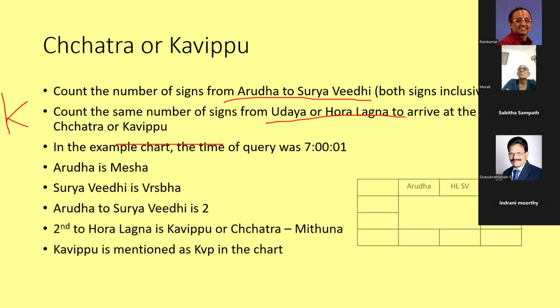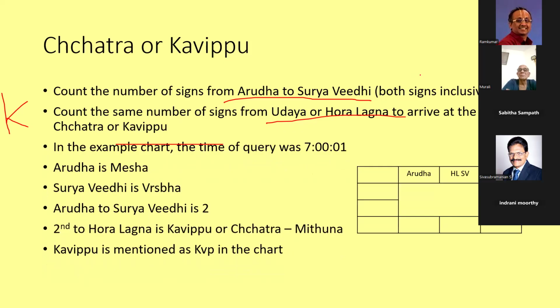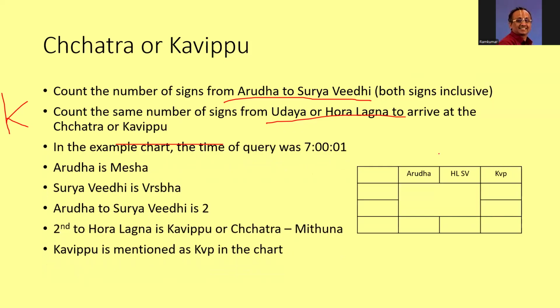Okay. So now let us look at a chart. What we are saying is Aruda is Mesha. The question is at 7:01, because it is just past one. Aruda is Mesha. Surya Vidi is Rishabha. We are taking Surya Vidi to be in Rishabha. SV denotes Surya Vidi. HL denotes Udaya.